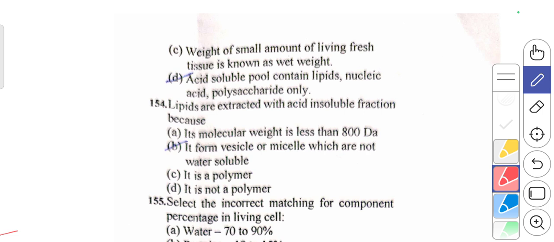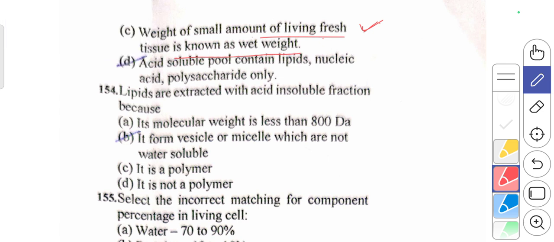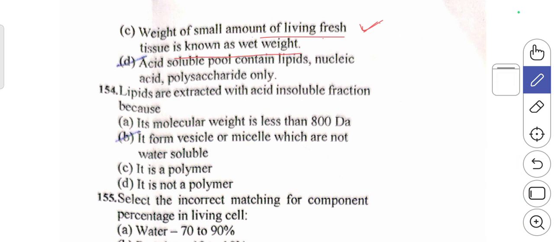The weight of a small amount of living fresh tissue is known as the wet weight. So if we take the weight of a living organism or a living tissue, that will be considered as wet weight. If we take the weight of ash, that will be considered as dry weight. So this is also true regarding the question. You need to choose the wrong statement, that is the incorrect statement.